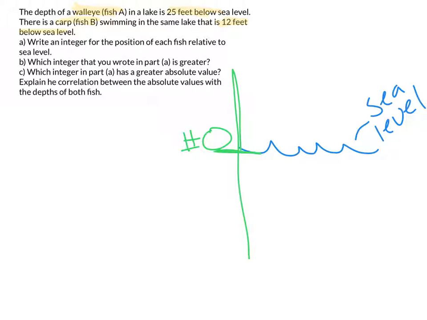So if I were to draw my first fish 25 feet below sea level, if I was talking below, that would be going this way, okay? So here's my first fish. Not a very good fish drawer, you're gonna understand that sooner or later. Okay, so that's my fish A, and it says that it is 25 feet below sea level. So from here to here has to be 25 feet, okay? Or you could count it as a negative 25 feet because it's below sea level.